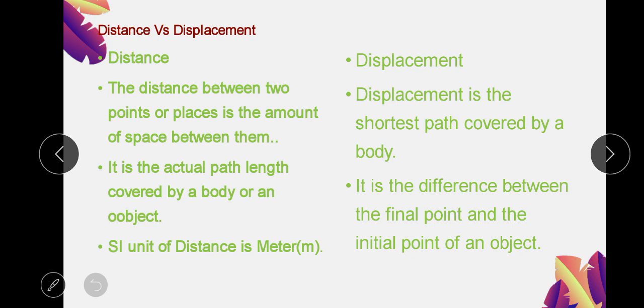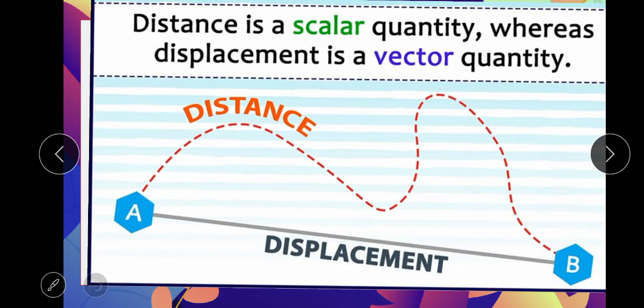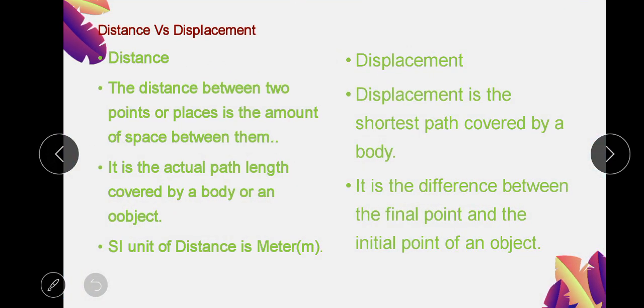Distance is the actual path length covered by a body or an object, while displacement is the difference between the final point and the initial point. Let us understand it with an example. Distance is a scalar quantity, whereas displacement is a vector quantity. Distance is the actual path length, as we have read in the previous slide, covered by a body or an object.